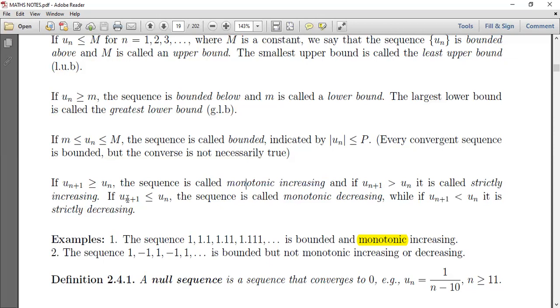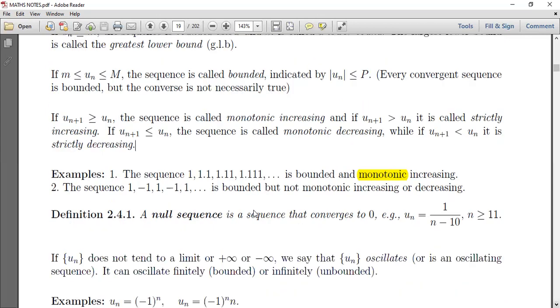Similarly, if you have un plus 1 being less than or equal to un, our sequence is becoming smaller and smaller, and the sequence is said to be monotonic decreasing. Monotonic decreasing allows for equality, so some consecutive terms can be equal sometimes. But if the next term is always smaller than the previous term, we say it is strictly decreasing. It's very important to know these terms when we are looking at sequences. Consider this sequence: 1, 1, 1, 1, 1, 1, 1, 1, 1, 1, 1, 1.